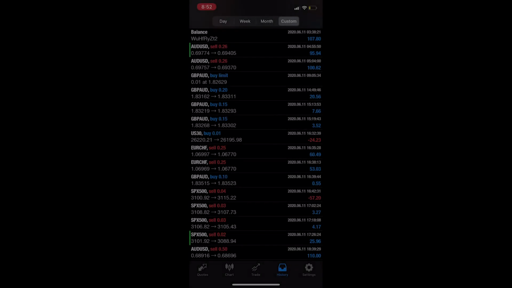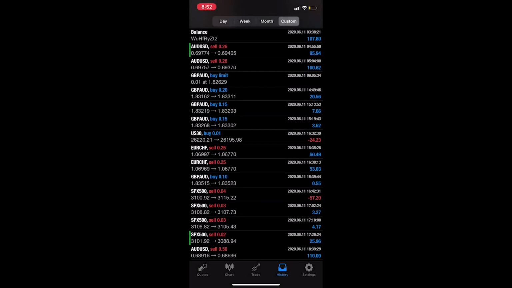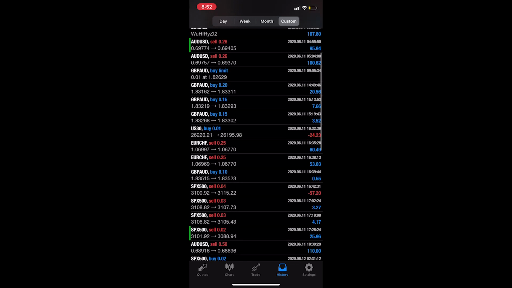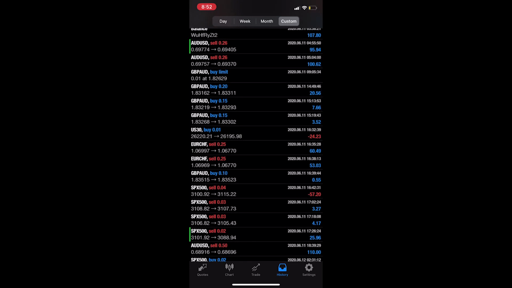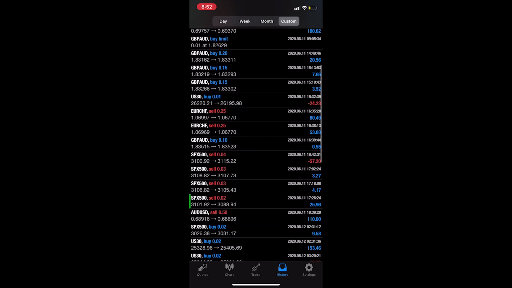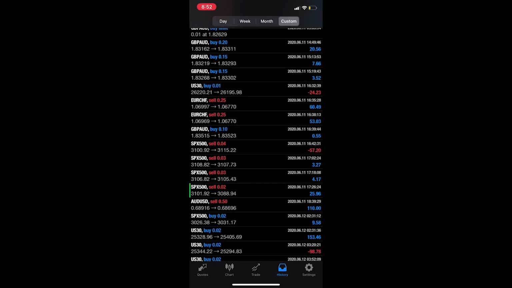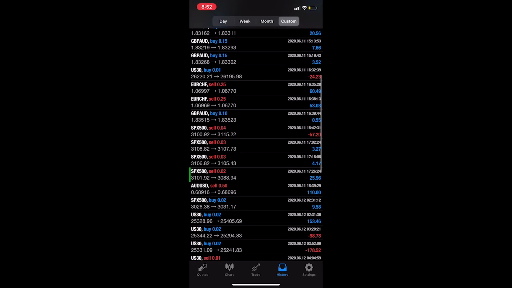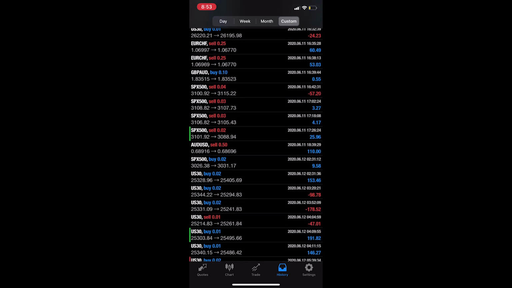All right, everybody. So here, as you see on my iPhone, I deposited $107.80 into my account, and as you see here, there's a few trades I made: AUD/USD, GBP/AUD, also US 30 is one of the trades that I actually made most of the money. But as you continually see, there are other trades, other pairs that I'm also involved in. You have SPX 500, which is another index pair.